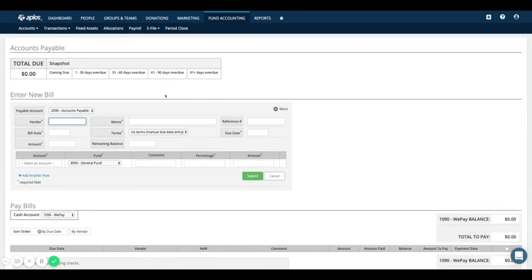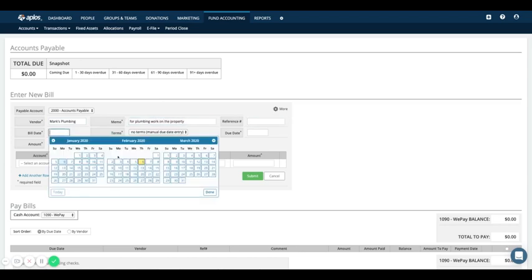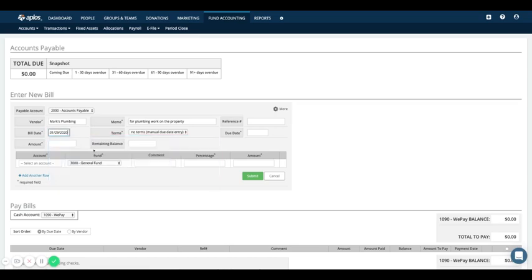Let's say that I have a vendor here, and I'm going to say this is Mark's Plumbing. Mark is not a contact yet, so I'm going to add him as a vendor. I'm going to say this is for plumbing work on the property. The bill date, let's say that the bill came in on Wednesday the 29th, and it was due in 30 days, so it's due on the 28th, and it was for $500.